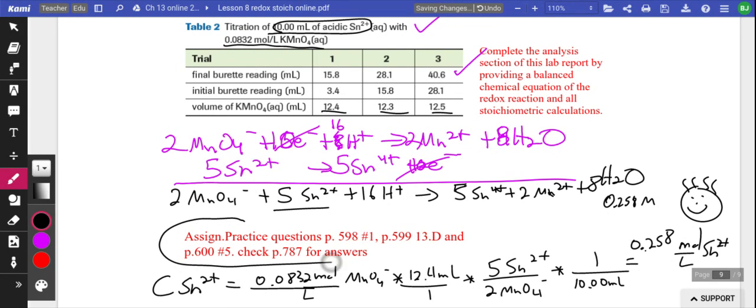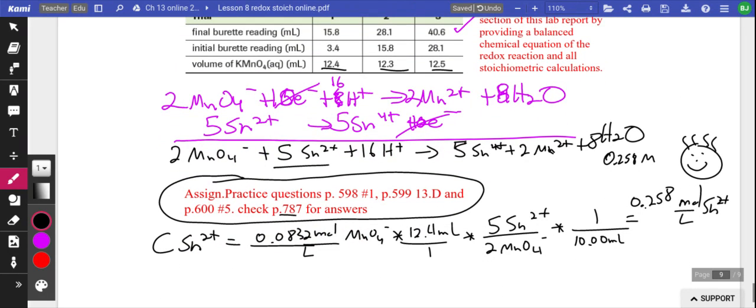Super happy. And these are your questions to practice. They're from the textbook. You can get the answers from the textbook as well on those. Hopefully you're good to go on that.